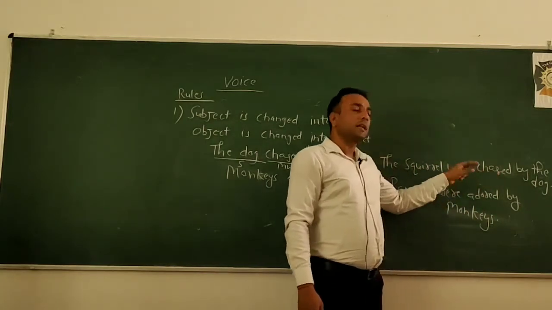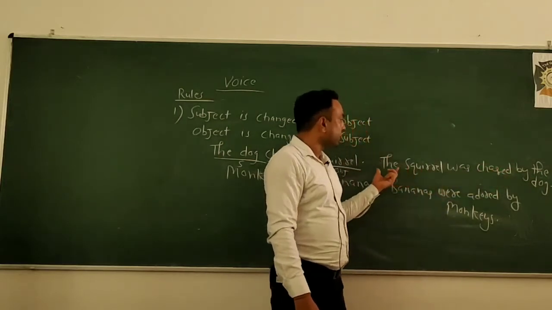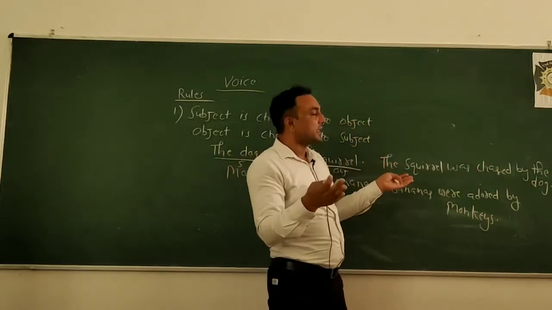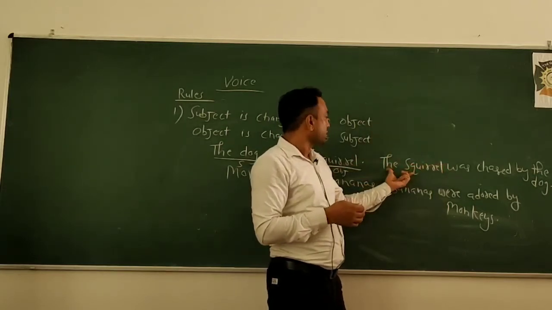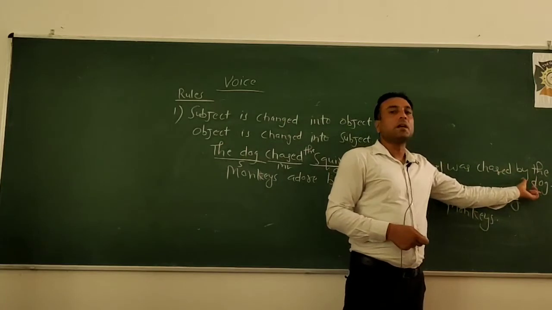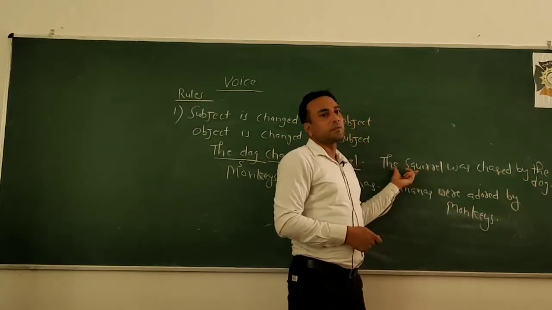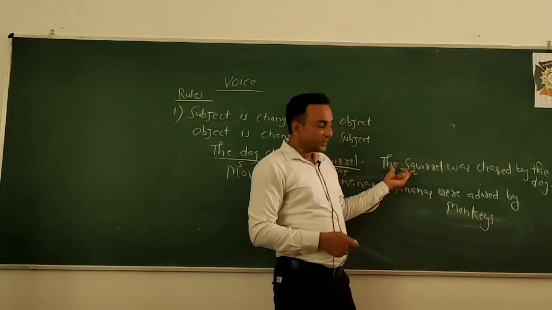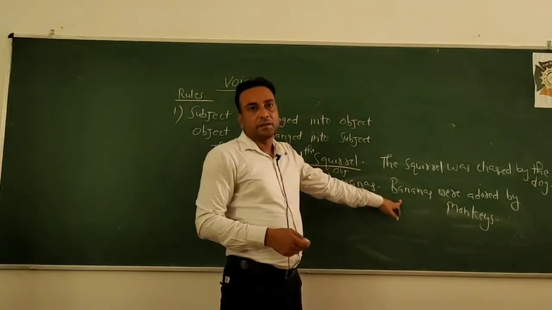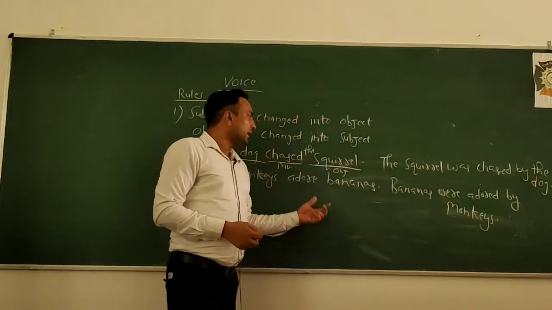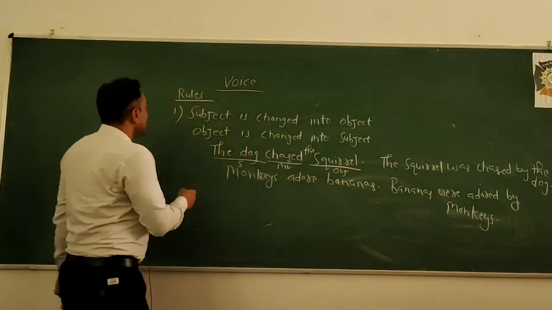I will tell you all the rules why was is used. This is just to make you understand. You just need to focus on the subject, how the subject is changed into the object and how the object is changed into the subject. The squirrel becomes the subject and the dog becomes the object. And the same is the case in the next sentence. So in all three sentences, the subject is changed into the object and the object is changed into the subject.